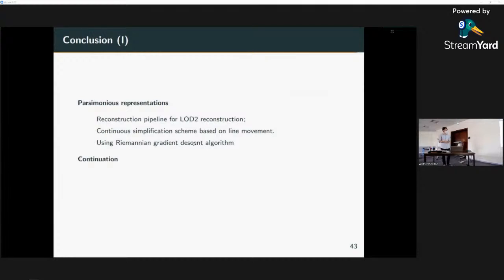A few continuations of this work would be first to improve the fidelity to 3D data. We saw that one large problem we had was that sometimes the 2D simplification did not correlate well with the 3D simplification task. And secondly, we could imagine generalizing this idea to three-dimensional polyhedral arrangements.